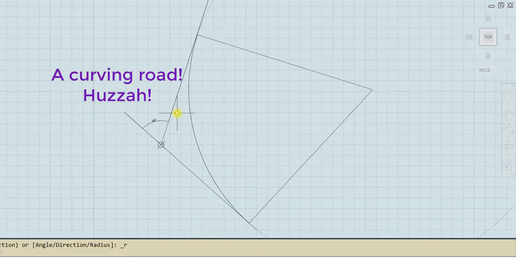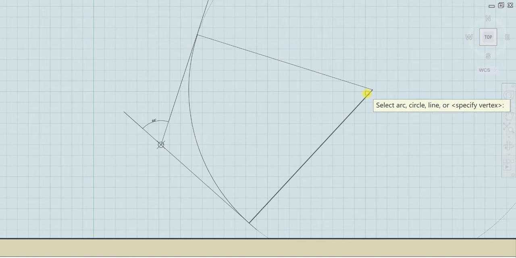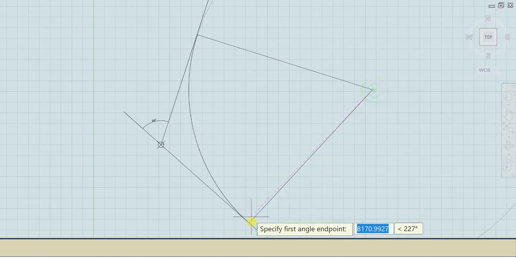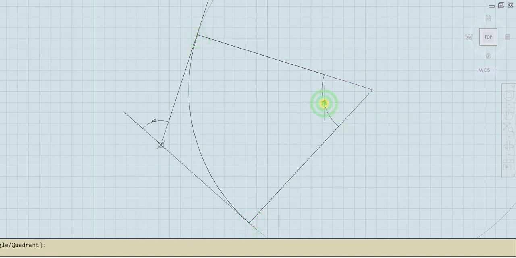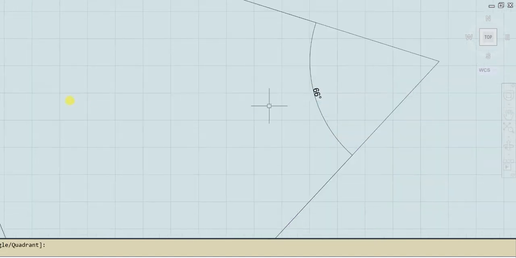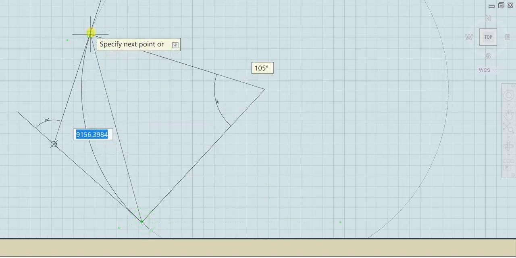So there we have it. And if we measure this, there's our vertex, beginning and end. Sure enough, same. Hallelujah. So now let's go ahead and put in our long chord.